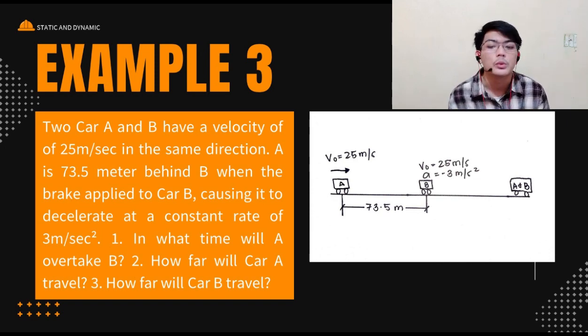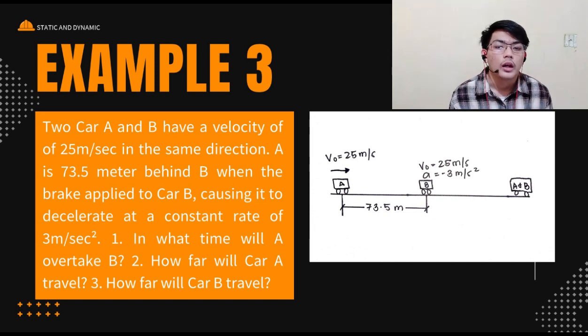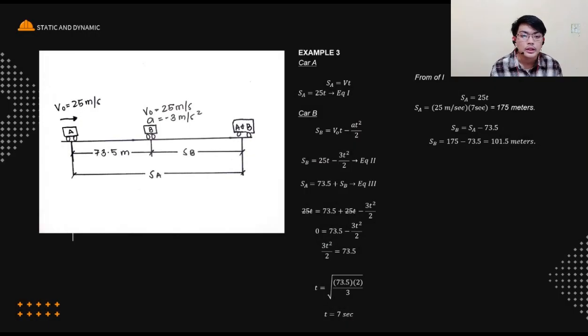So we are tasked here to find the time it will take car A to overtake car B, how far car A will travel, and how far car B will travel. Now, for car A, the formula is s equals velocity times time, which would be s equal to 25 multiplied by t, since we have no time yet. So that would be our equation 1.